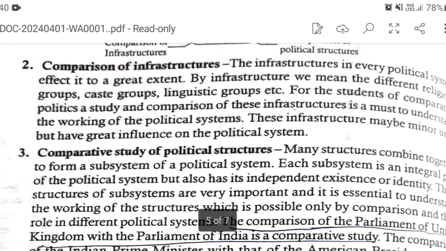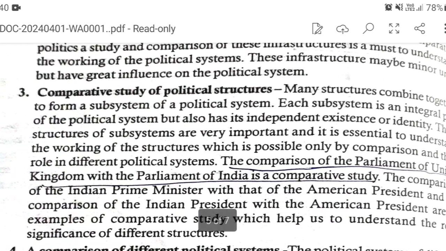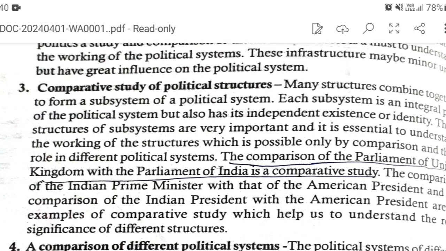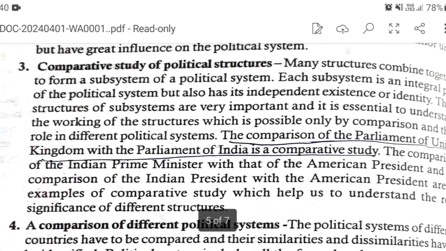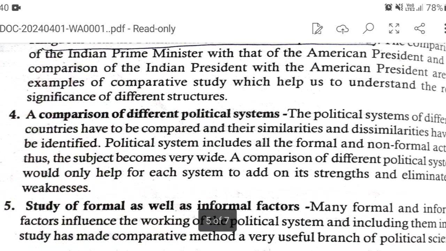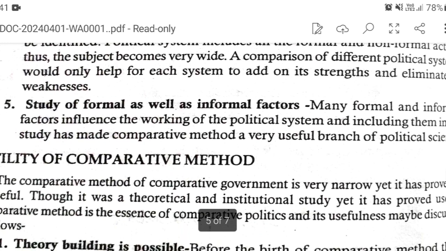Then comparative study of political structure, as the name suggests कि compare करना है, तो comparative study तो है ही है political structures की, कि like किसी country में पार्लियामेंट्री फॉर्म ऑफ डेमोक्रेसी, पार्लियामेंट्री फॉर्म ऑफ सिस्टम है, किसी में प्रेसिडेंशियल है, तो उनको कंपेयर करना कि वहाँ पे गवर्नमेंट कैसी है और लोग कैसे रह रहे हैं, like that is comparison of different political system. It basically includes all the formal and non-formal actors, और ये कंपेयर करके जो सब्जेक्ट की स्कोप होती है उसको वाइड करने में हेल्प करते हैं. Study of formal and informal actors, as we have already studied.